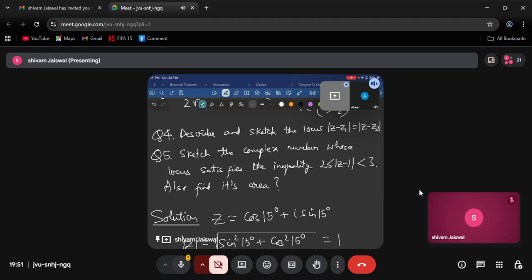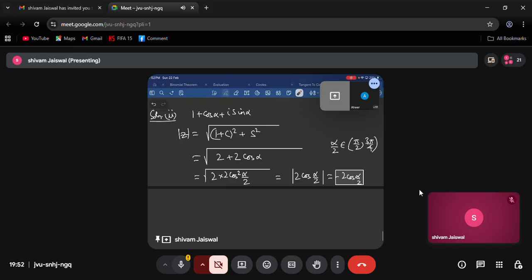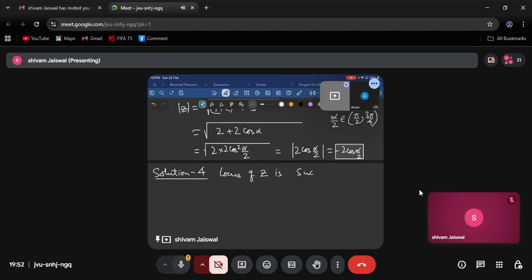Number 4 is: describe and sketch the locus mod of z minus z1 is equal to mod of z minus z2. What does mod of z minus z1 represent? It represents the distance of the complex number from z1, and mod of z minus z2 represents the distance of the complex number from z2. They both are equal. So the locus of z is such that it is equidistant from two fixed points.